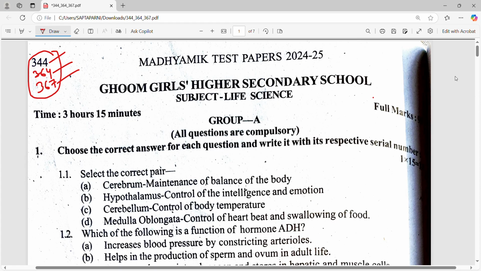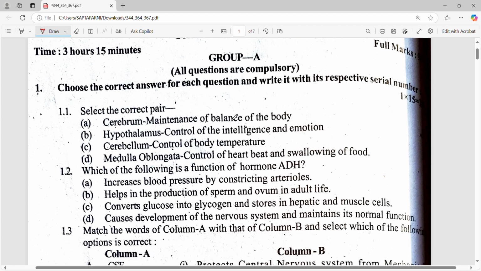So let's begin. The first question from the Ghoom Girls Higher Secondary School asks, select the correct pair. 4 options are given. Cerebrum, maintenance of the balance of the body, is incorrect because cerebellum maintains it. Hypothalamus controls the intelligence and emotion is also incorrect because cerebrum does that. Cerebellum controls the body temperature is incorrect because hypothalamus is responsible for it. Medulla oblongata controls the heartbeat and swallowing of food. This is correct. So the correct option is option D.